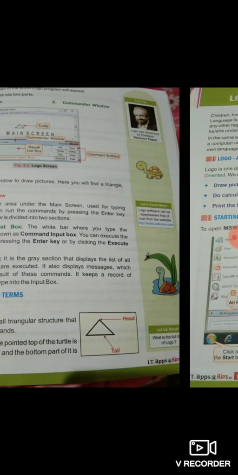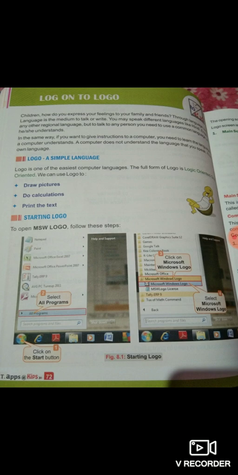So first, what is logo? Logo is a programming language, stands for logic oriented, graphic oriented. Using logo, we can do calculations, we can draw pictures, and we can print text. How to install logo, that I have shown you in the video, and I have shared the video, so you all can see it again if you want.